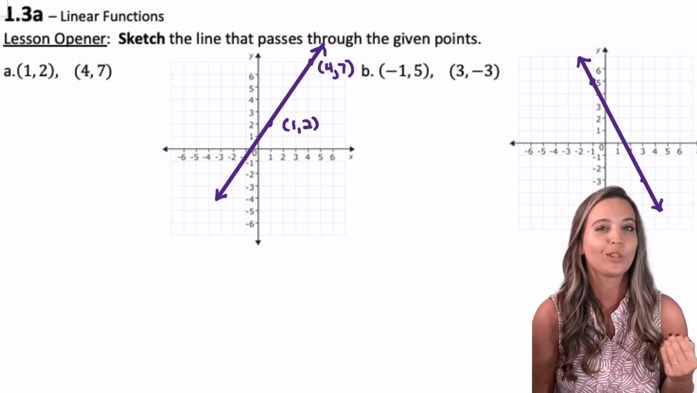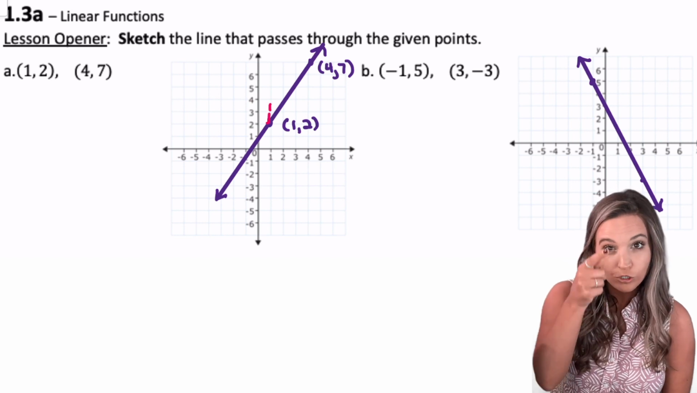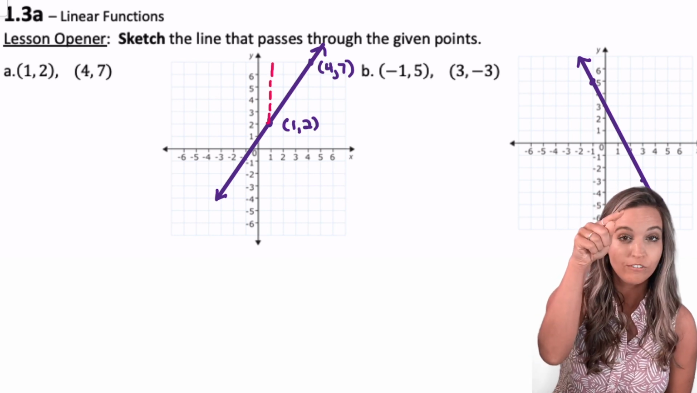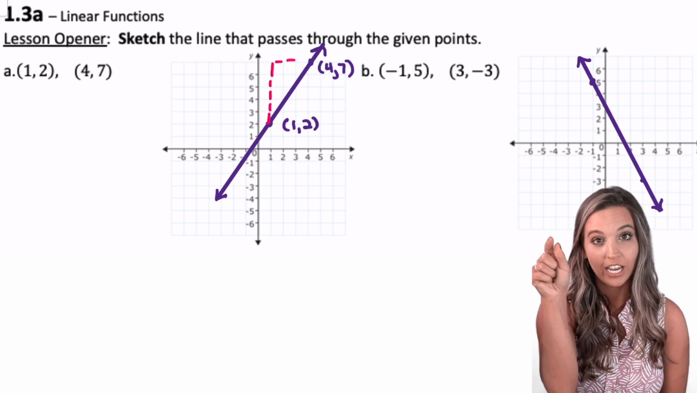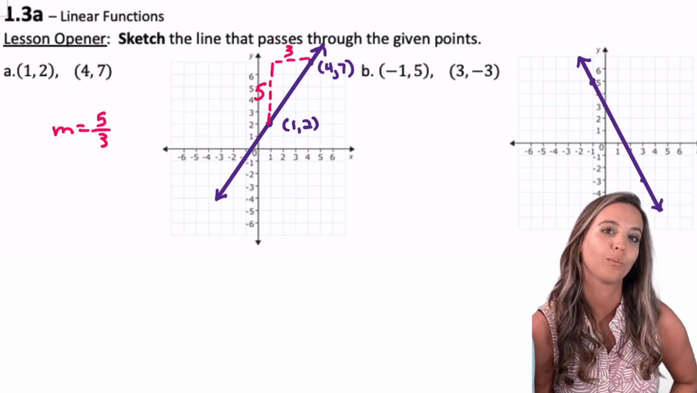So if I consider line A, I could find the slope by looking for the vertical change, which is up 5, over the horizontal change over 3. We always work from left to right when we're computing slope.